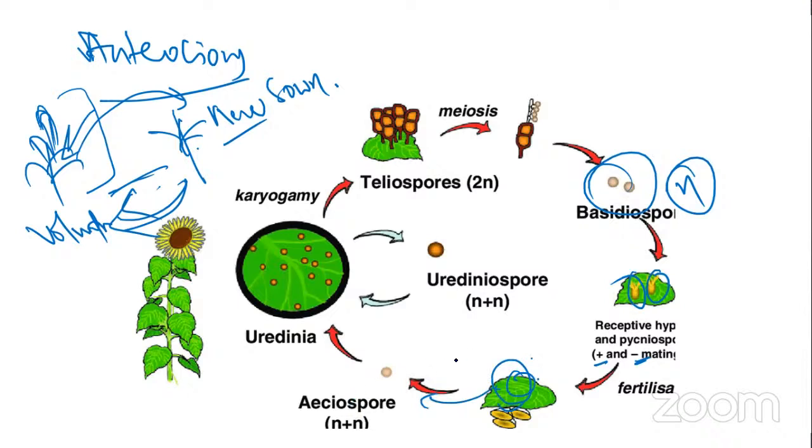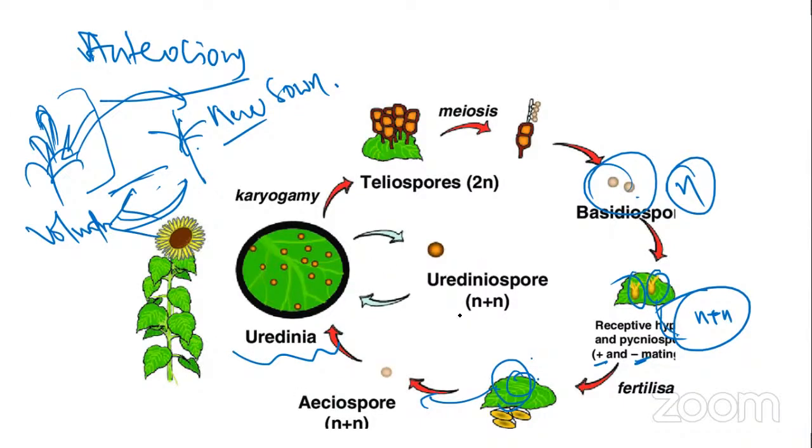Here karyogamy has not taken place yet, so it will become n plus n, right? Here it will be n only. Once the receptive hypha and pycnospore combine, the n will become n plus n. From here onward, the n plus n condition will be carried, right? So again, it will get into uredium, right? Then uredium will produce a lot of urediospores.